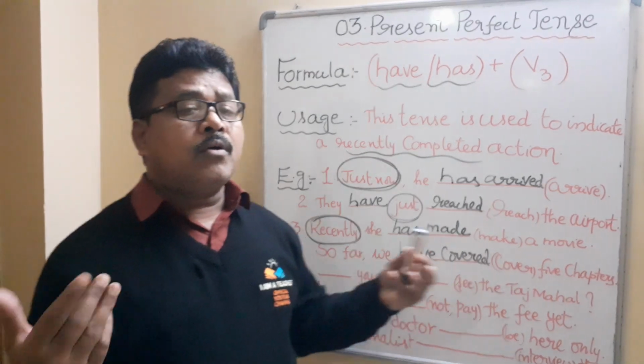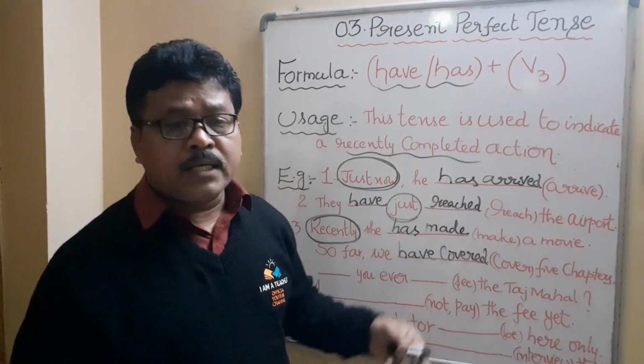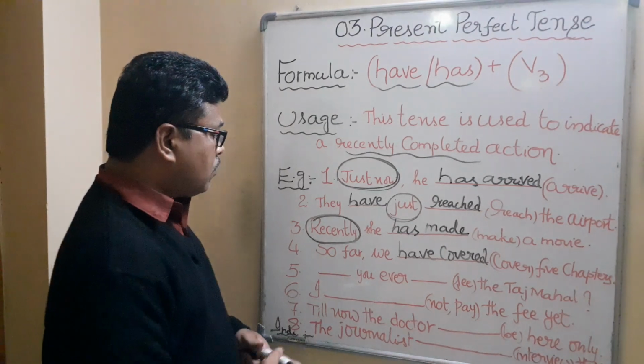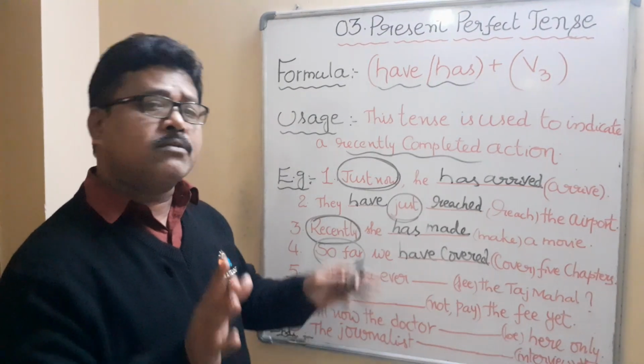Okay, so far Kohli has made 30,000 runs. So far Mohammad Shami has taken 300 wickets, like that. So far is the indication. They will give these hints definitely. Without hints they won't give.